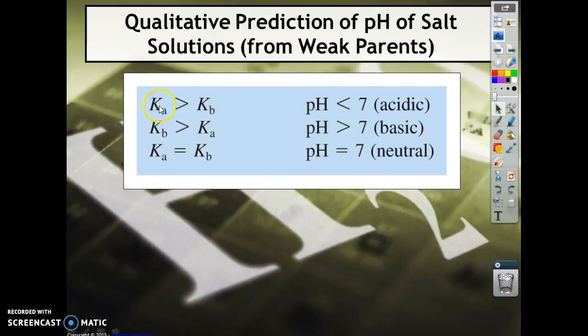So if Ka is bigger, what's A refer to? An acid, it's going to be acidic. If Kb is bigger and it refers to a base, it's going to be basic, and if they're equal, it's going to be neutral. So that's pretty easy to remember.